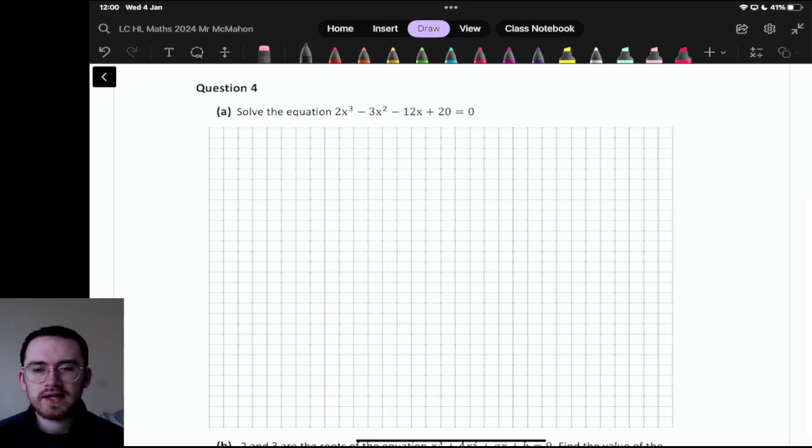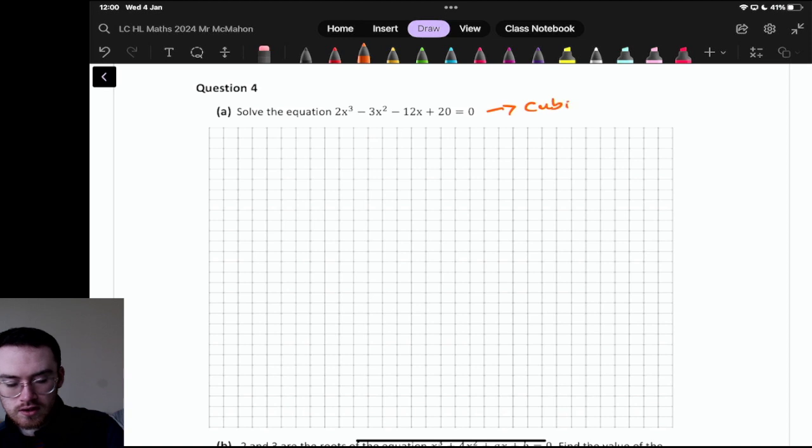Okay, so let's look at question 4. The question quite simply says solve the equation 2x cubed minus 3x squared minus 12x plus 20 is equal to 0. So this is a cubic equation. That's the first thing that we should know. So we have a cubic equation or a cubic polynomial.